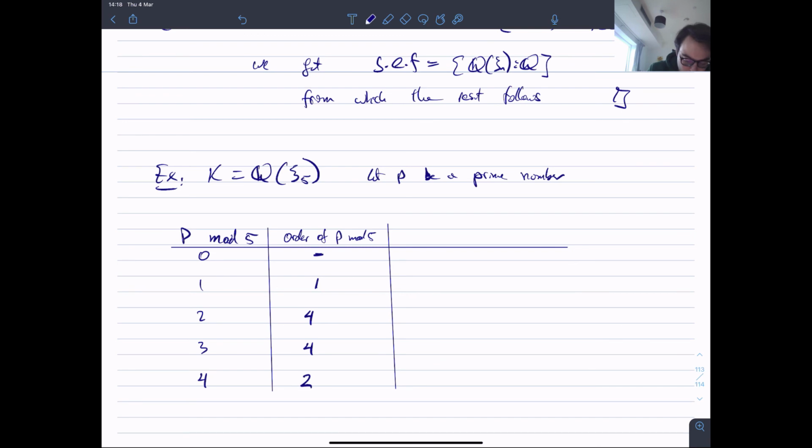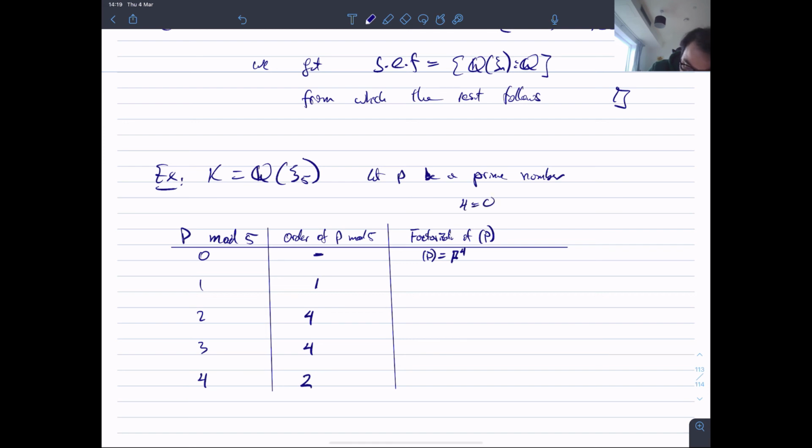So I have my primes mod 5, what their order is in mod 5. And now I'm going to tell you what the factorization is of this prime ideal, just from knowing these two things and figuring out the phi function. So in the first case, the ideal generated by p is totally ramified. It looks like some prime ideal to the power 4.